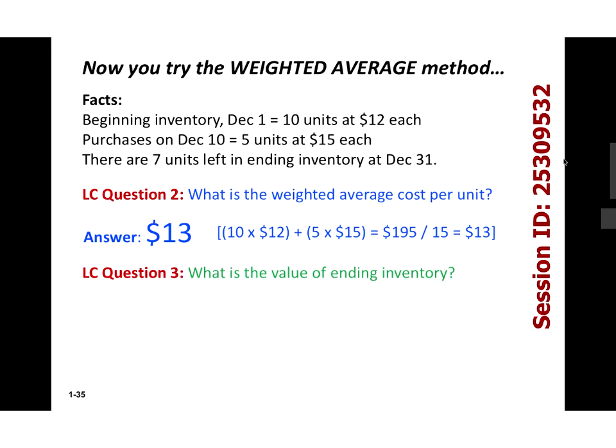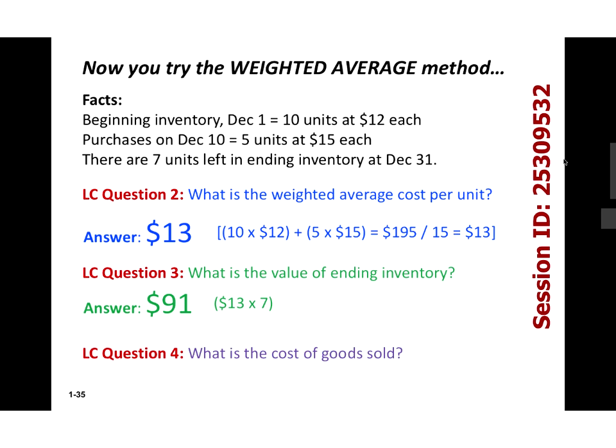Okay, so ending inventory, we've got 7 units left, right? We said 7 units at $13. Where did we get 13? That was the weighted average cost. So you're simply taking 7 times 13. I'm going to close the question in about 5 seconds. Okay, so it was 91. This is weighted average. You're taking the number of units times that $13.